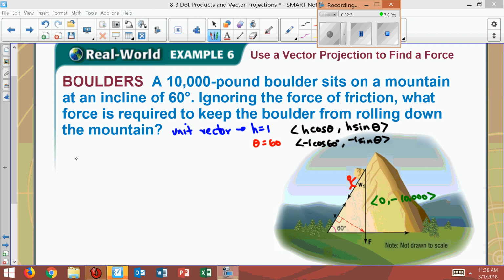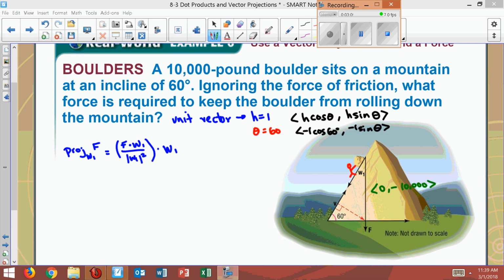So from the previous problems, if I want to find a projection of the force onto this vector W1, the way I would do so is I would dot F with W1 over the magnitude of W1 squared. And then we would multiply that times W1. Now let's see how this simplifies the problem using a unit vector.